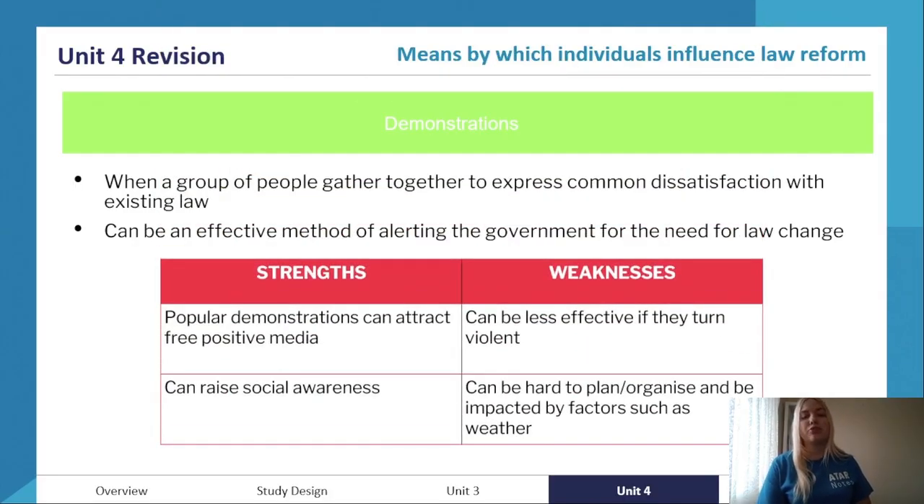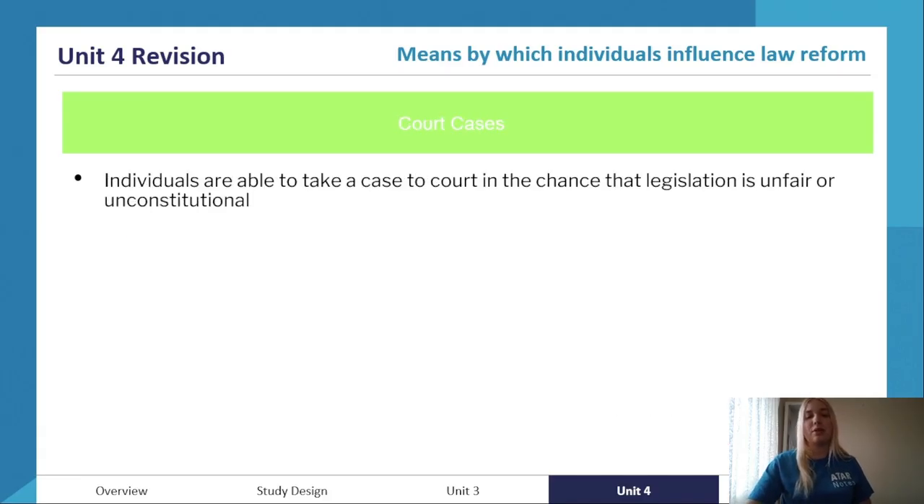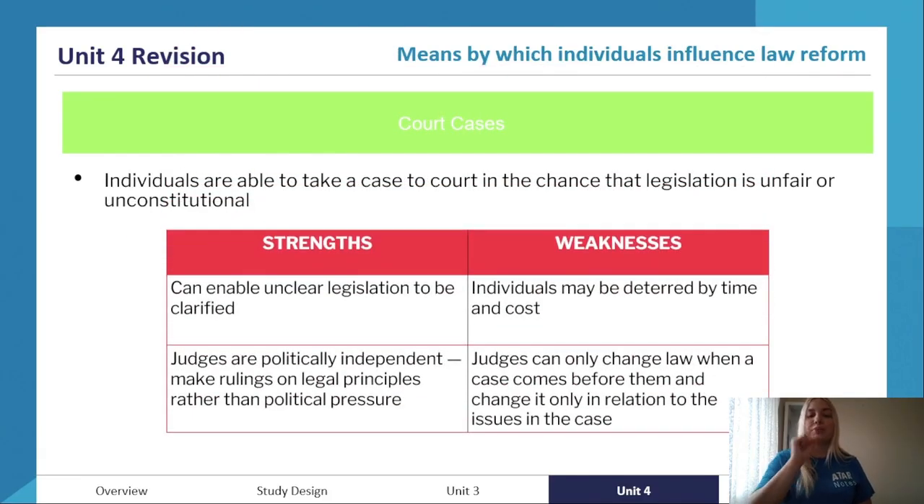Now, demonstrations unfortunately can be less effective if they turn violent, and their message may be lost. And they can also be hard to plan and organize, and may be impacted by factors such as weather. On the other hand, they attract a lot of social media attention and actual media, and they have great benefits in raising awareness. Court cases enable unclear legislation to be clarified through statutory interpretation.